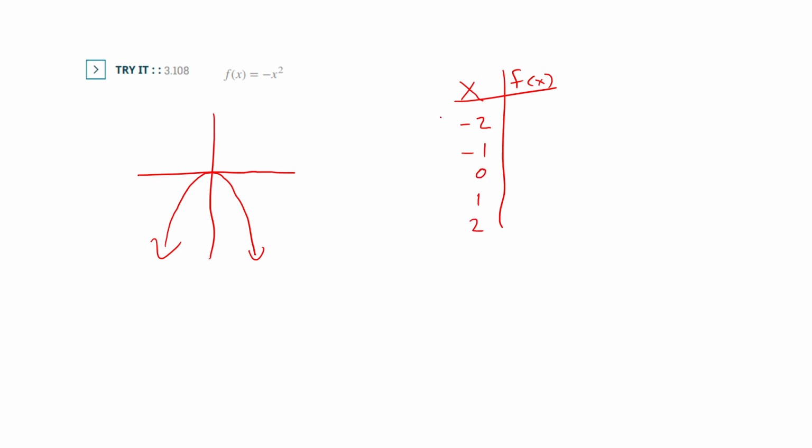Put in -2. It's in the parentheses. So you've got -2 squared. Well, that's 4. It's going to get you -4. Put in -1 squared. It's going to get 1. It's going to get -1. You see what's happening here? It's going to flip it upside down. Same exact thing. You're going to get a 0 here. You're going to get the same graph, just this time turned upside down. That's what a negative in front will do.